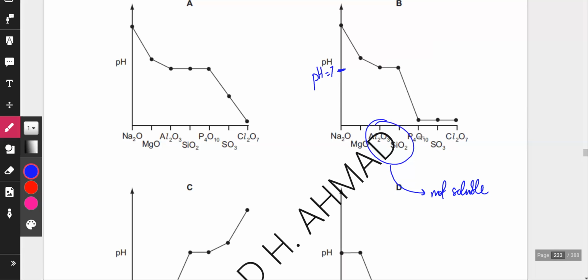So these three are acidic. We haven't studied this one; it is not in our course. So these two are correct. They're acidic, and the first two are definitely basic. MgO is slightly basic because it's not very soluble. Sodium oxide, the first one, is very basic.